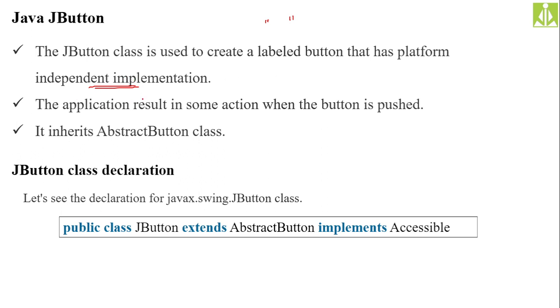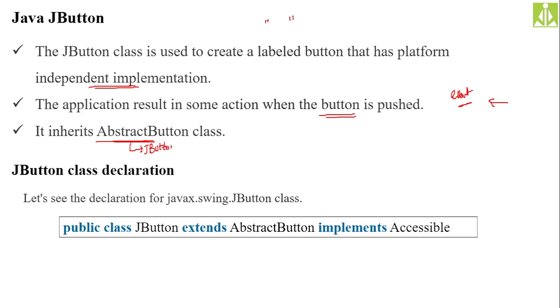The application results in some action when the button is pushed, so it has some pushing ability. Whenever you push that button, it will generate an event. That event needs to be handled inside your application. And it inherits the AbstractButton class. Inside the swing package we have another class called AbstractButton, and from there we have this JButton.